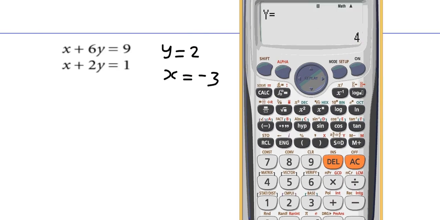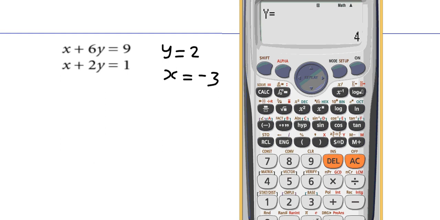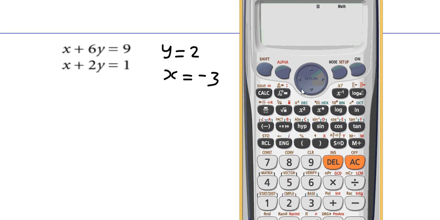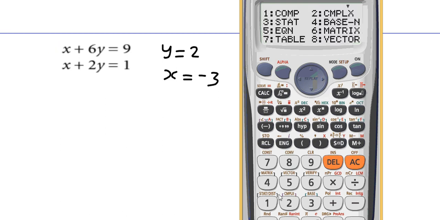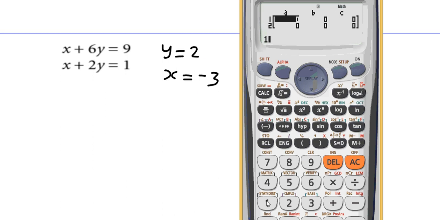Let us clear our calculator. Mode, okay, that is cleared. Then we go to mode, option 5, option 1, then A is 1, equals 6, then you write 9, equals, then equation number 2, hit 1, then hit 2, then hit 1, then hit equals 2. You are getting x is negative 3, y is 2, so our answers are correct.